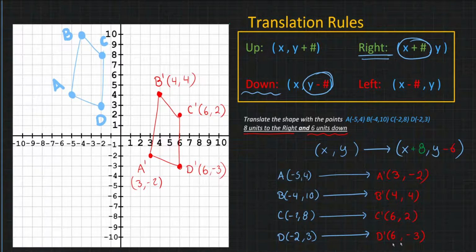Here are our transformed points. And let me just show you. I'm not blowing smoke. Either doing it by hand, you'll notice we're getting the same points. A prime is 3, -2. B prime is 4, 4. C prime is 6, 2. D prime is 6, -3.